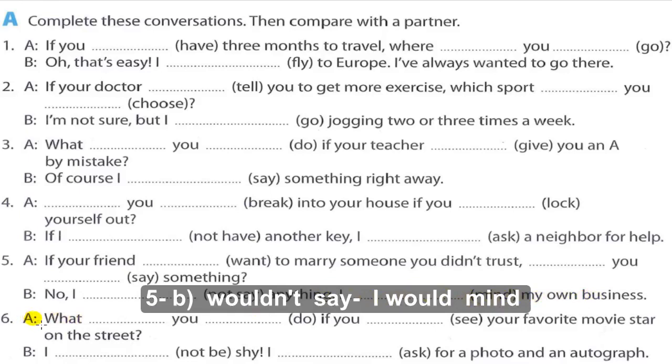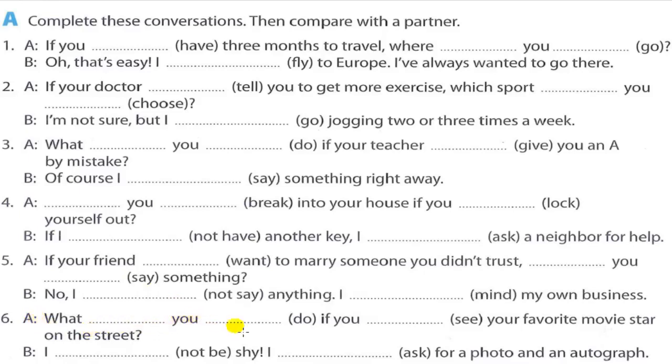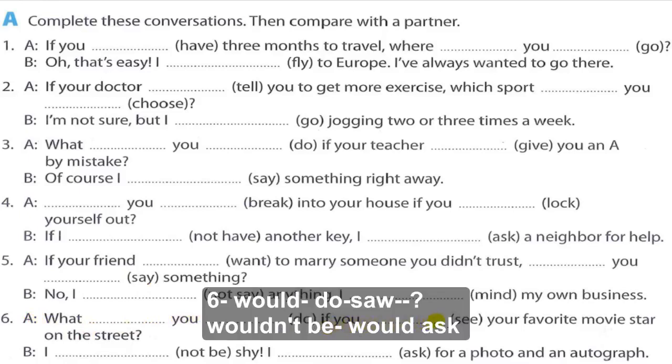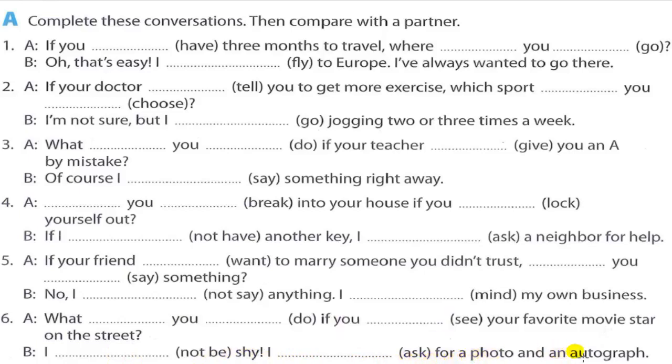6. What would you do if you saw your favorite movie star on the street? I wouldn't be shy. I would ask for a photo and an autograph. I'm going to be sociable. I'd ask for a photo, an autograph, and a signature.